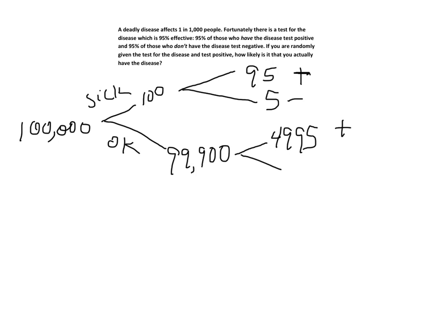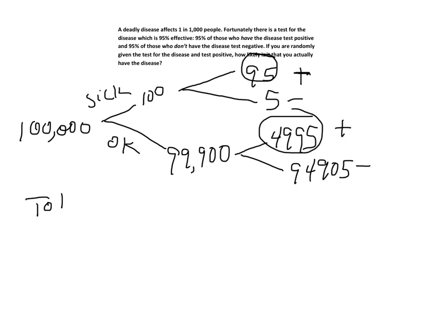And the rest, not that we really care, 94,905 test negative. So who tested positive for the disease? These 95 and these 4,995. So total testing positive, we add the two together, 95 plus 4,995 equals 5,090 tested positive.